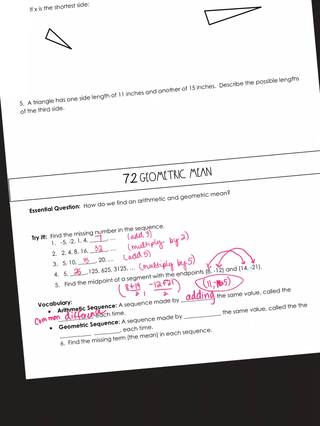And then a geometric sequence is a sequence made by multiplying the same value repeatedly, called the common ratio.